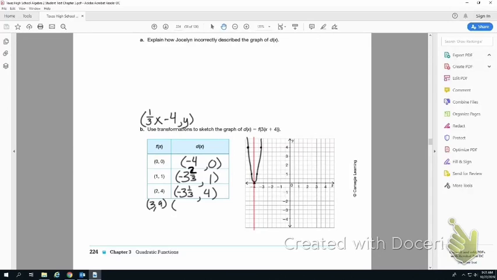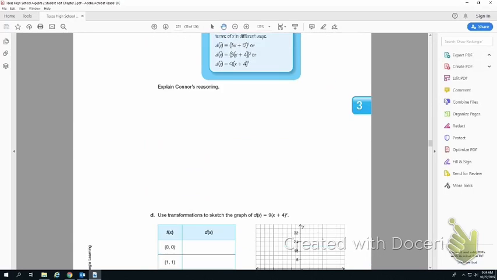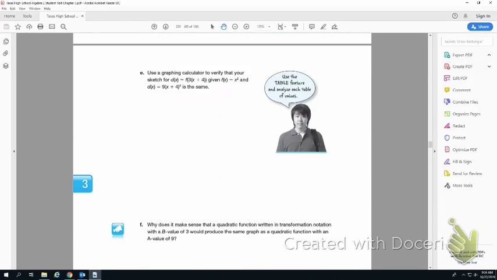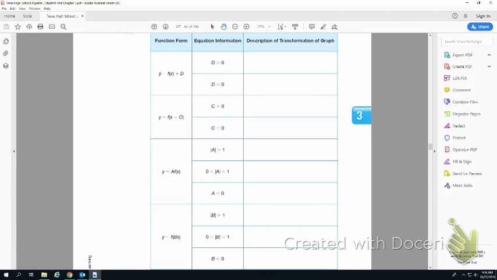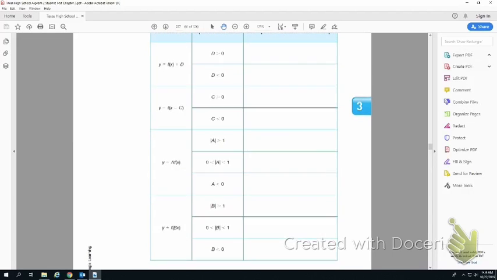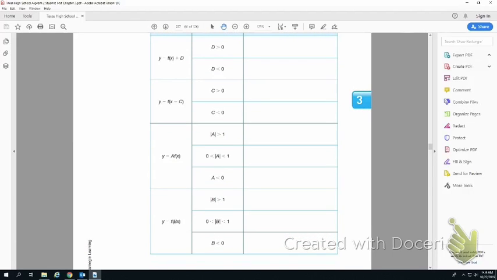When you're done with that, go ahead and flip it over. Okay, go to page 227. This is a big summary of all of the transformations that we've talked about. If I was to study for the quiz that you have next class, I would make sure that you know all these rules.